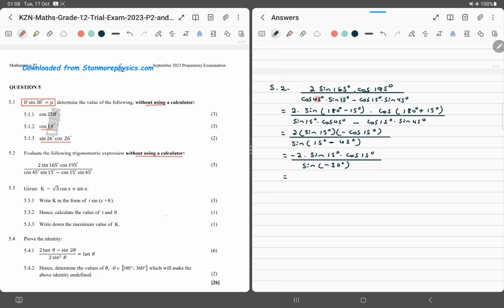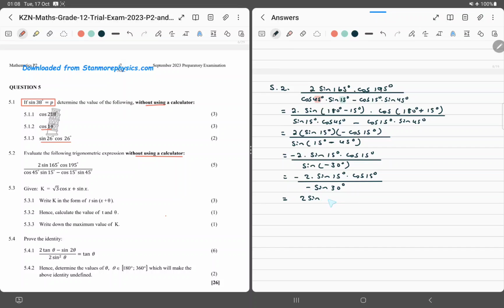Now what do we have here? Well, we're still going to have minus 2 sine 15 degrees times cos 15 degrees all over, this is basically going to be minus sine 30 degrees. So negative divided by negative is a positive.